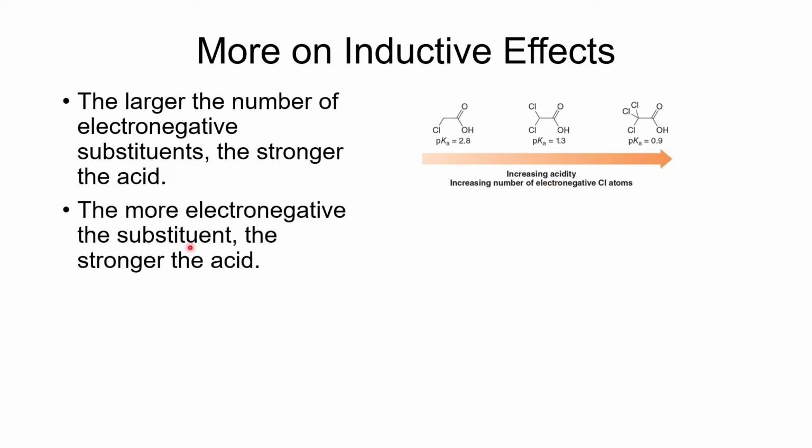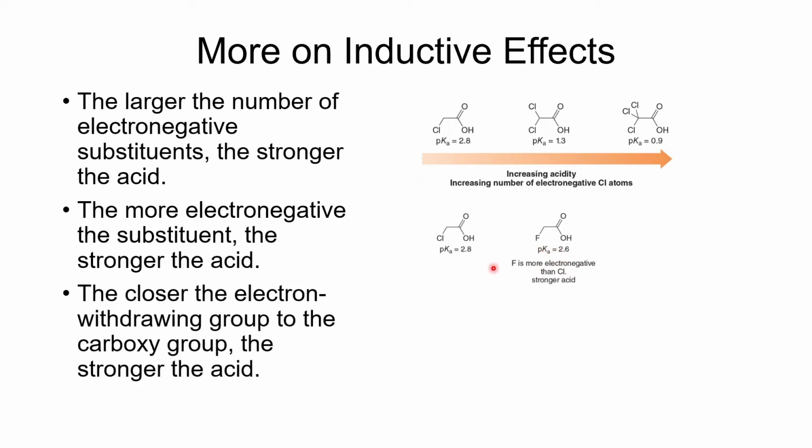So we'll also find that the more electronegative the element is, the bigger the effect. So here, if we compare the chloroacetic acid with fluoroacetic acid, fluoro is a more electronegative atom, and it pulls more electron density away and makes it just a little bit more acidic.